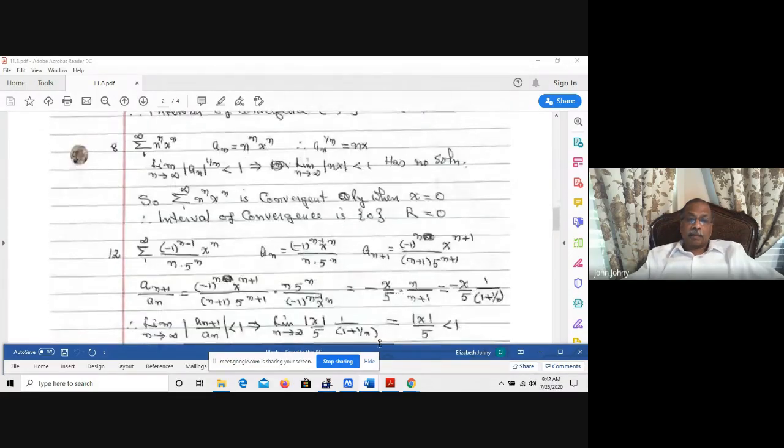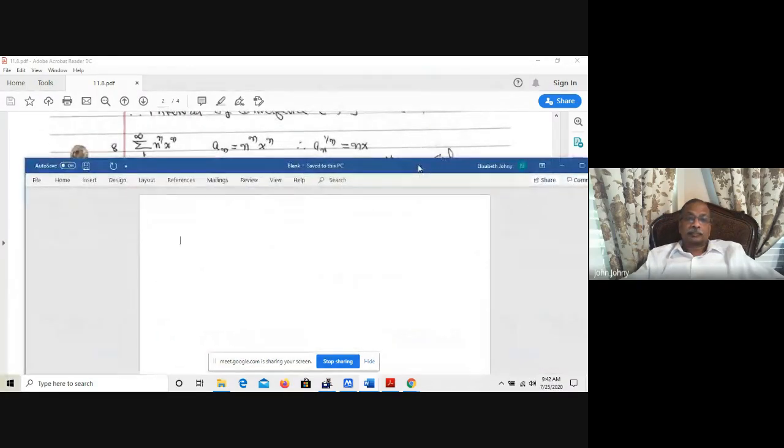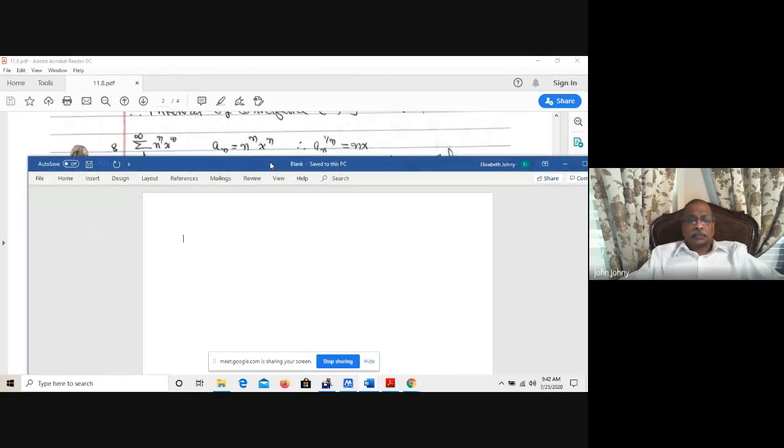Number 8. Sigma from 1 to infinity of n to the power of n times x to the power of n. So the exponent contains n, so the root test is the best. an is equal to n to the power of n times x to the power of n. So an to the power of 1 over n is n times x, nx.